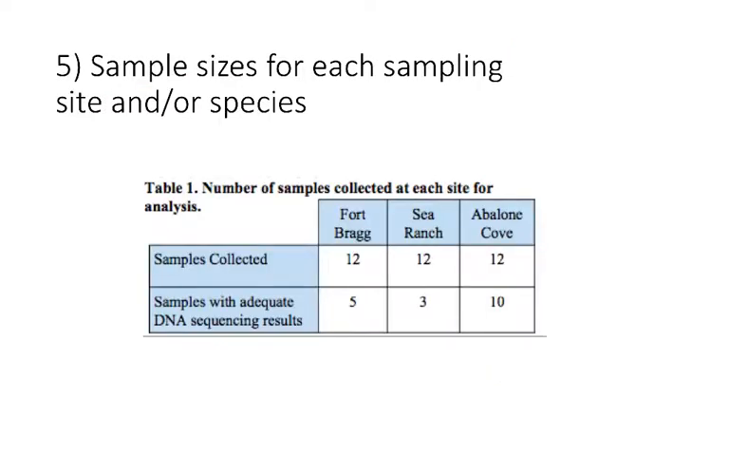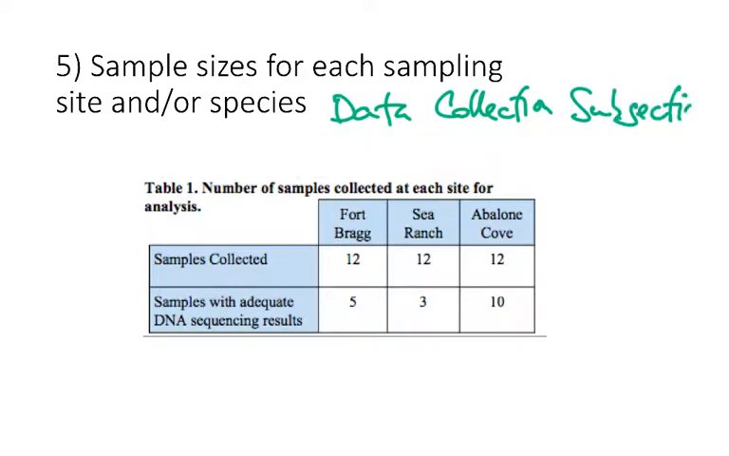Okay, and let's talk about some specifics for what should be included in individual subsections here. So this is something we want to include for the data collection subsection. Okay, and one thing we want to include here is sample sizes for each sampling site and/or species that was used in our study.